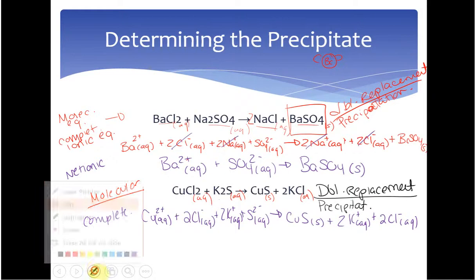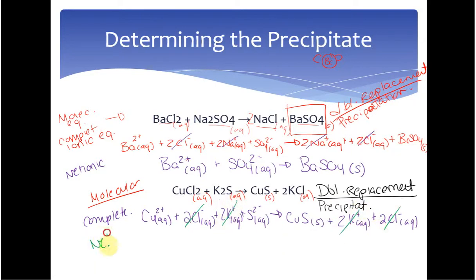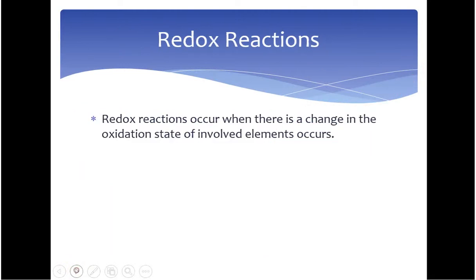To find our net ionic equation, we're going to get rid of our spectators, the things that are the same on both sides, which are our chlorides and our potassiums. So our net ionic is Cu2+ aqueous reacting with S2- aqueous to produce CuS solid. So that kind of gives you an idea of the precipitation reactions.